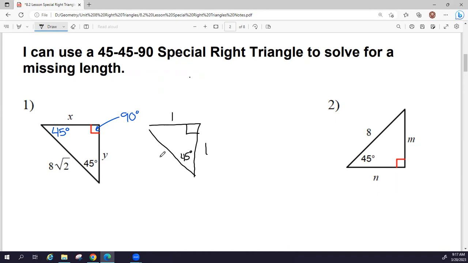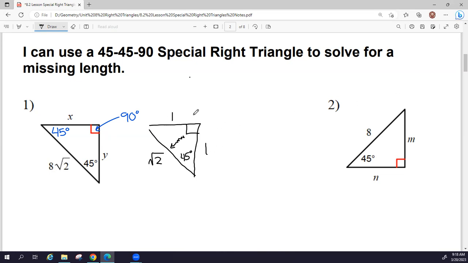If both of those legs are 1, then the hypotenuse, that side across from the 90, is going to be the square root of 2. And we can show that this is true by using the Pythagorean theorem. But for time's sake, you'll just have to trust me. If you want to see how that works, I can show you in class. So whenever we have a special right triangle, the two legs are going to be the same. And then the hypotenuse is going to be whatever the leg is times the square root of 2.